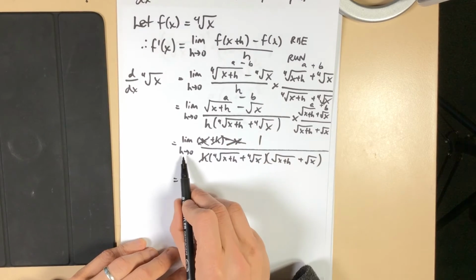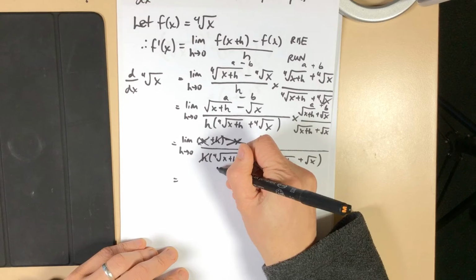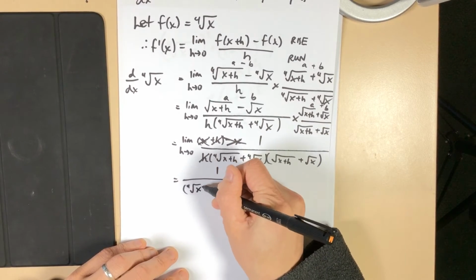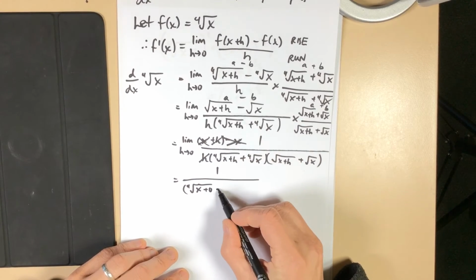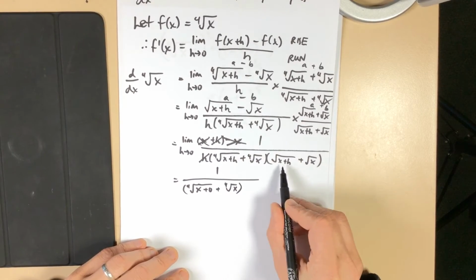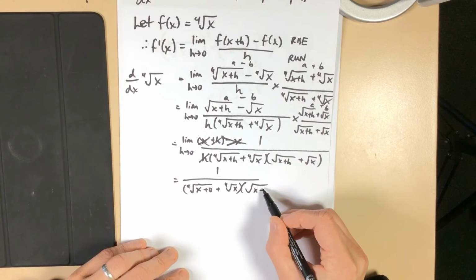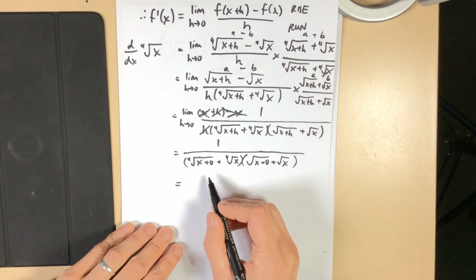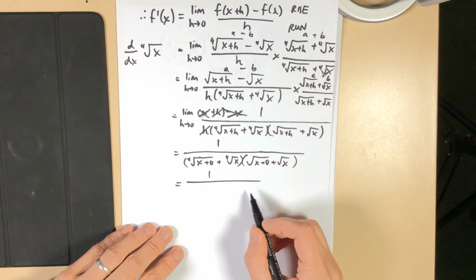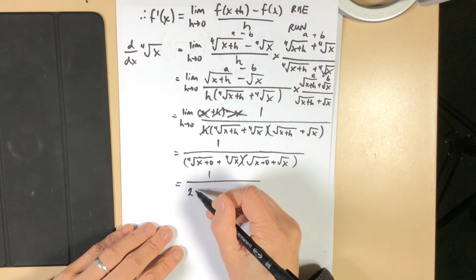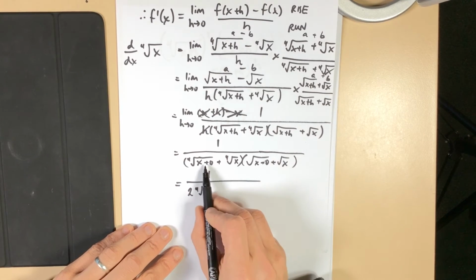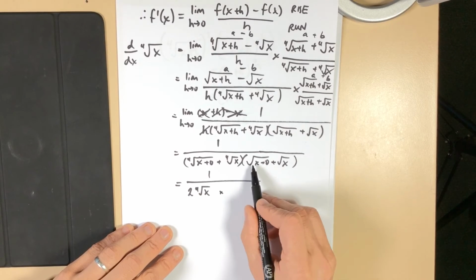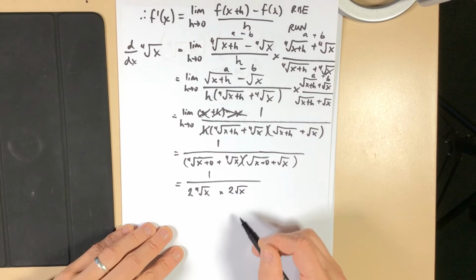So my next line doesn't have limit anymore. I'm actually going to say, now let's consider what happens when h equals 0. I'll have the fourth root of x plus 0 there plus the fourth root of x. And then over here, I'll have the square root of x plus 0 plus the square root of x. Okay, all right, what does that work out to be? Well, 1 over, this is 2 lots of the fourth root of x, right? Because that's the fourth root of x and that's the fourth root of x. I've got 2 of them. Multiplied by 2 lots of the square root of x, like so.